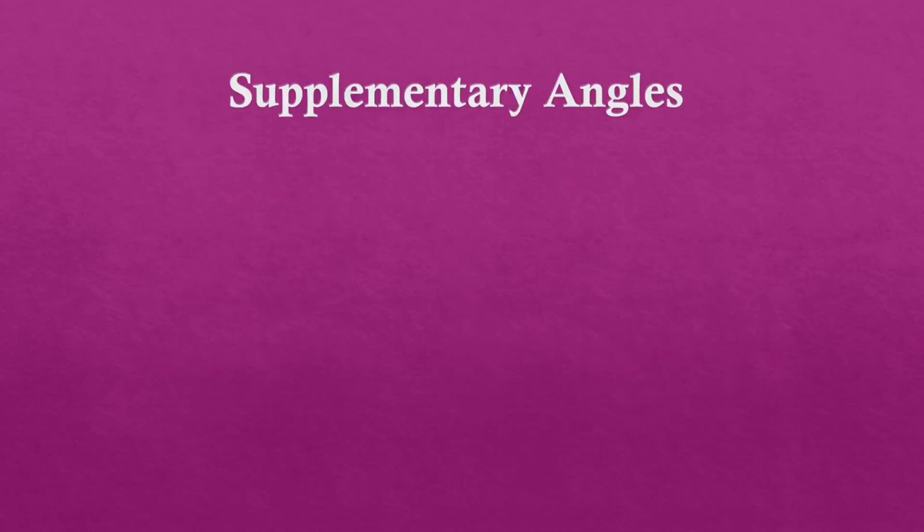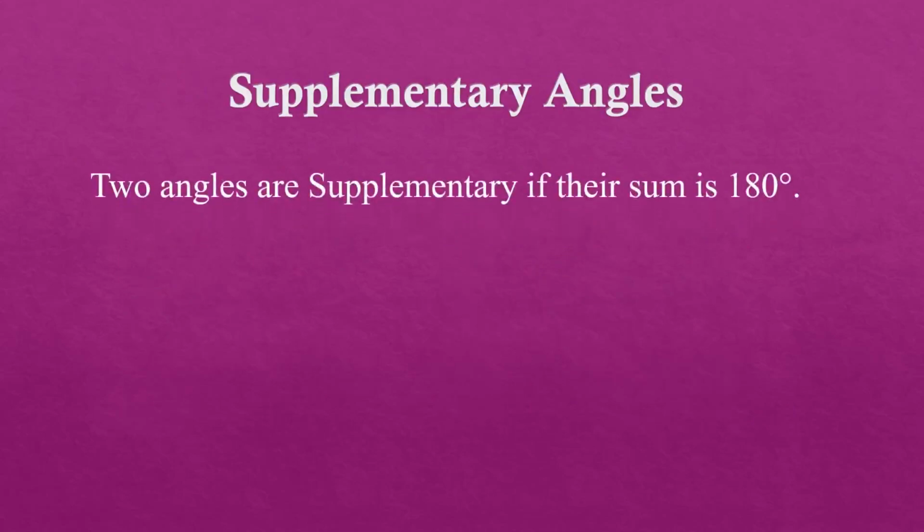Next one is supplementary angles. Two angles are supplementary if their sum is 180 degrees. So sum வந்து 90 degree இருந்தா அது complementary angles. அதே இது 180 degree இருந்தா those angles are called supplementary angles.